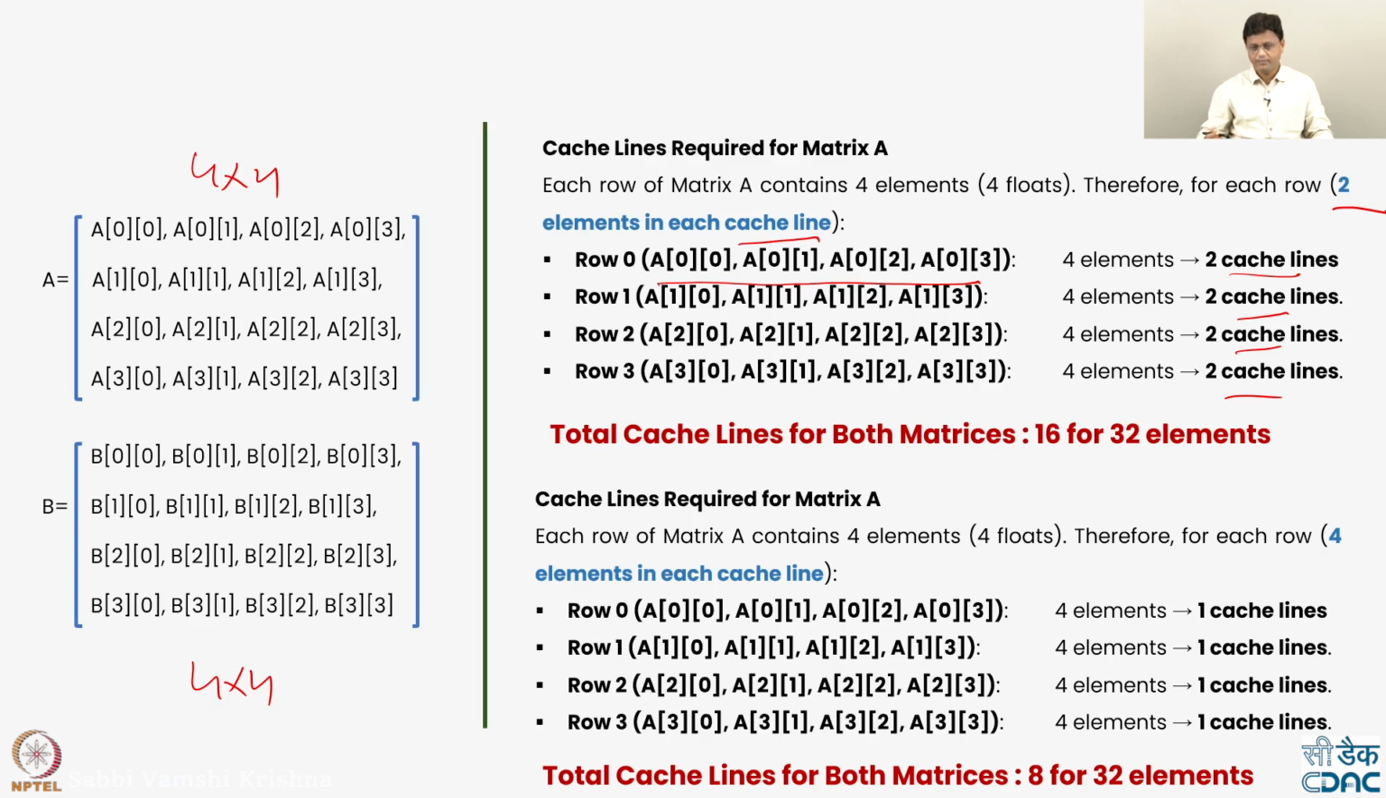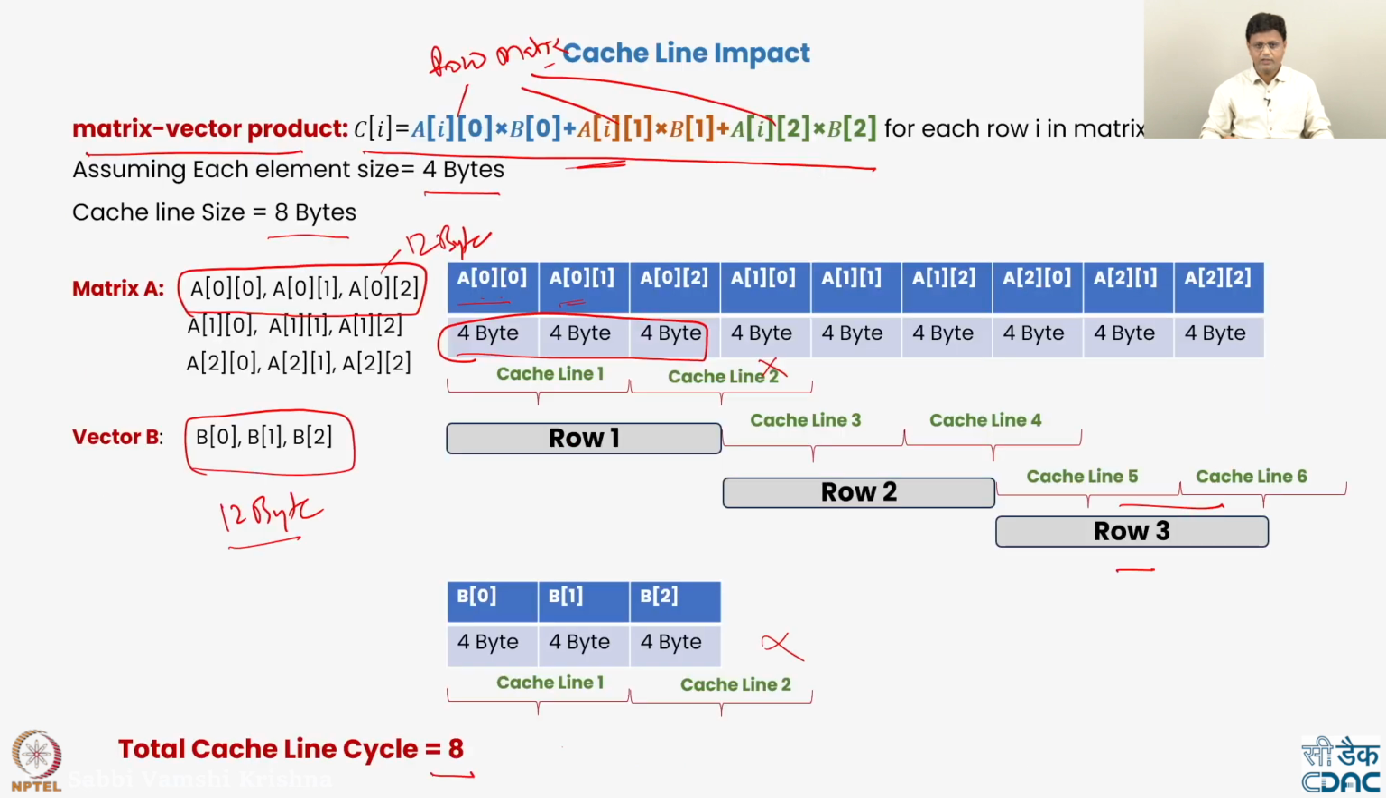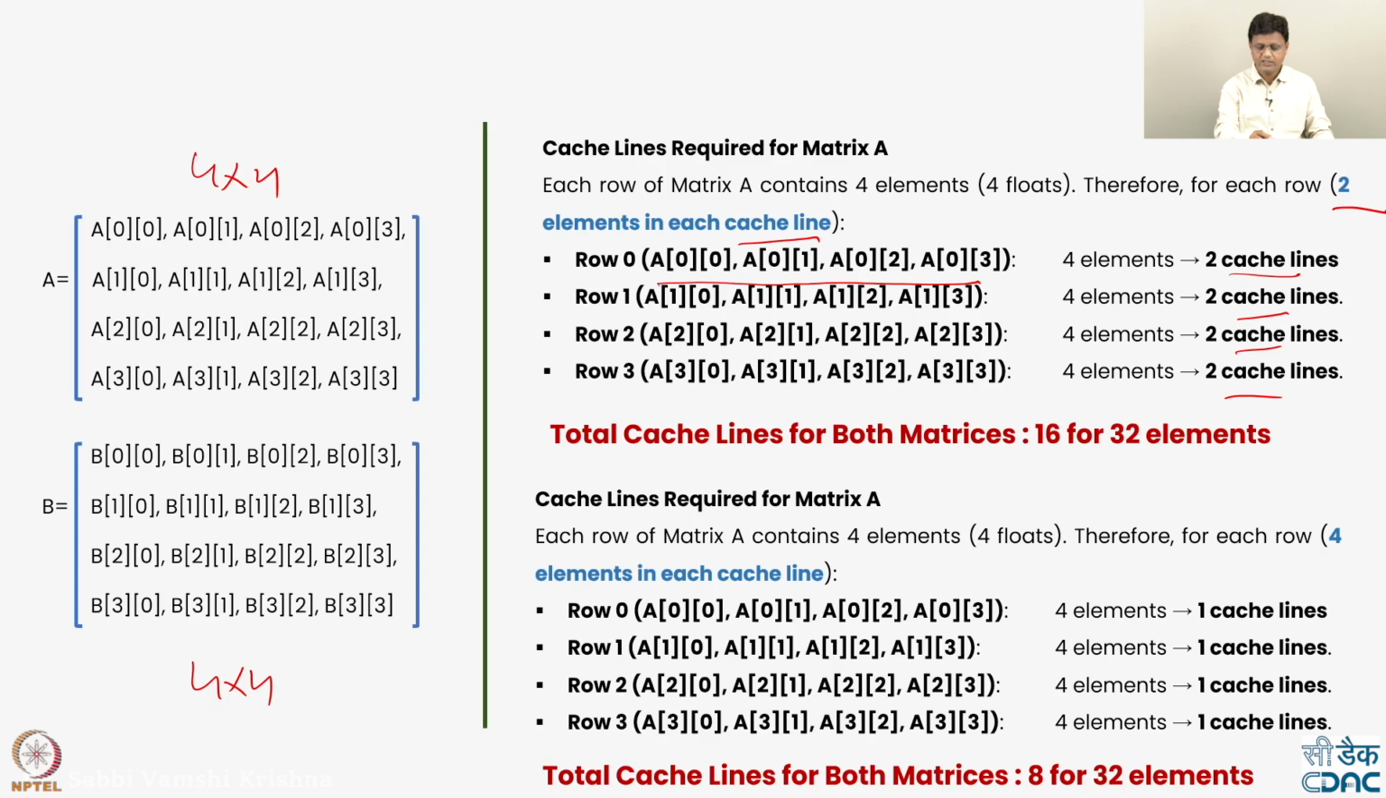But you can see the difference from the previous one. Here I was wasting a portion of the second cache line, but in this scenario, because my matrix size is 4 by 4 and my cache line size is 2 elements per cache line, every cache line is carrying all elements without wastage of any resources.